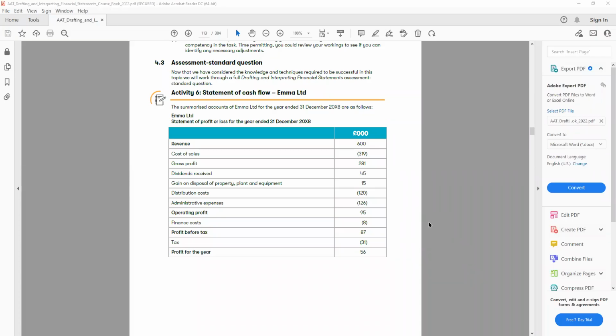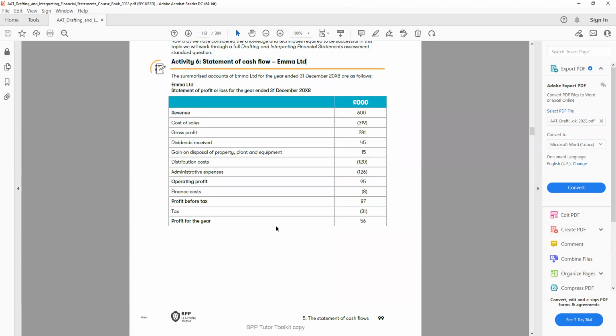Hello, everyone. In this session, we're going to prepare one statement of cash flow for EMA Limited. This is one of the questions from the BPP course book, activity 6. If you understand one question properly, you'll be able to do this cash flow statement in the exam.